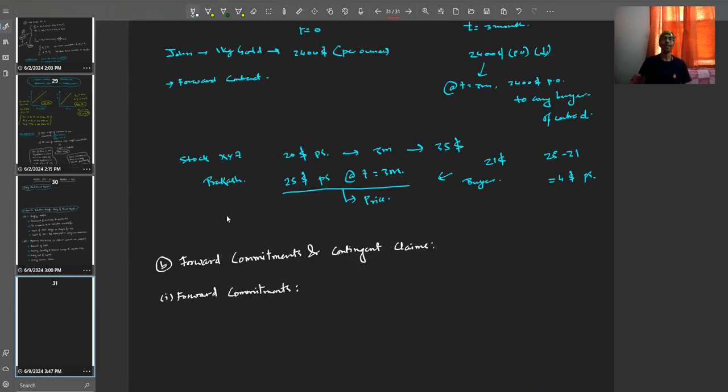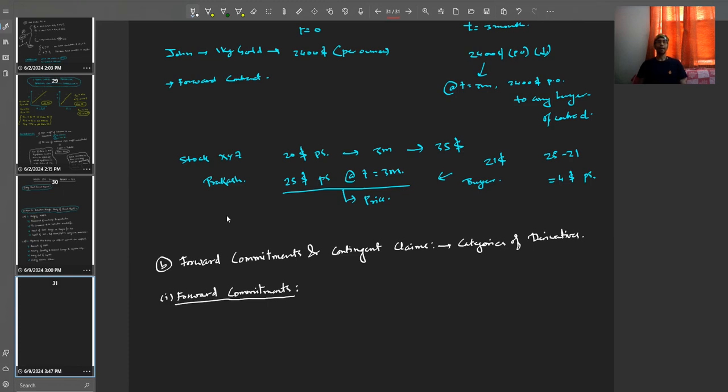Forward commitments and contingent claims. What do we mean by these terms? These are basically the two primary categories of derivatives. Forward commitment is the first kind of derivative that we'll talk about. So what are forward commitments? Forward commitments are derivatives which once you get into the contract, you cannot back out. You do not have an option of not executing the contract when the time has arrived.